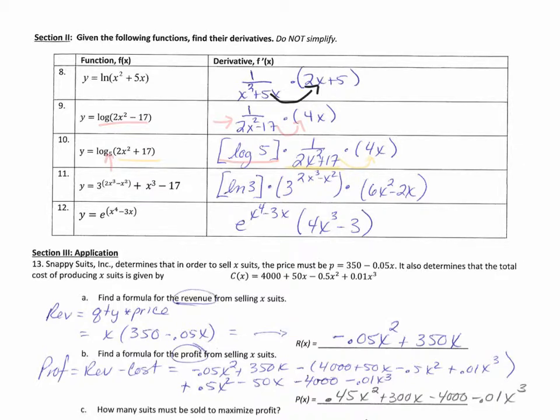For number 11, here we have an exponential with a base of 3, so that we get just natural log of 3. Keep what you have, chain rule out the derivative of that, and then the derivative of x cubed is 3x squared. For the next one, exponential base e, so we keep what we have, chain rule out the derivative of the exponent, which is 4x cubed minus 3.